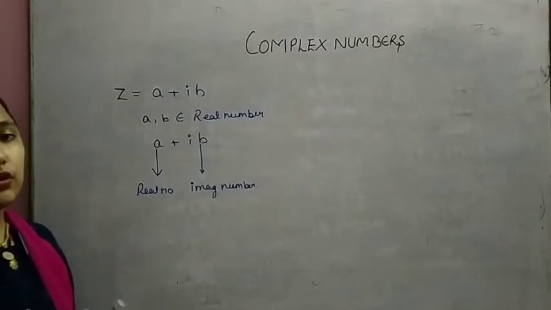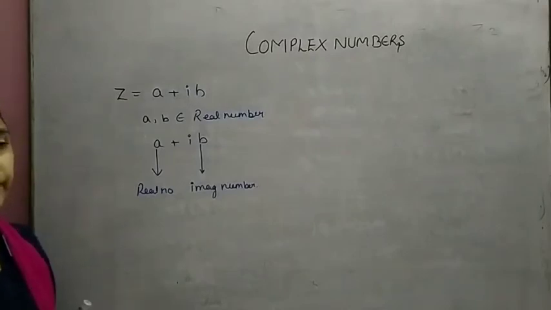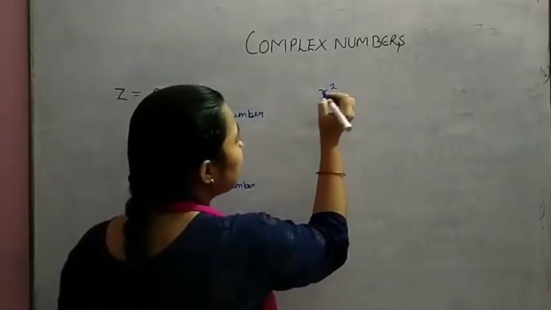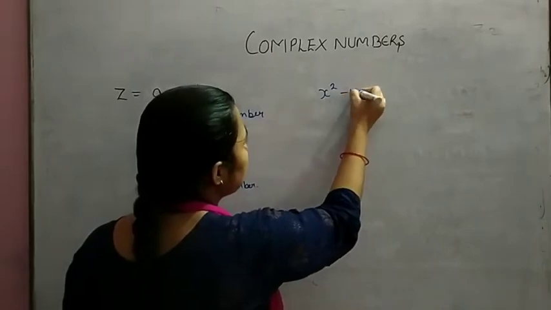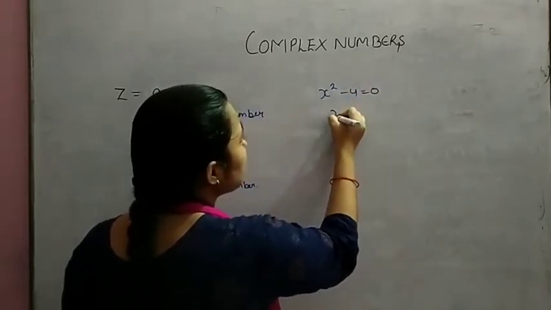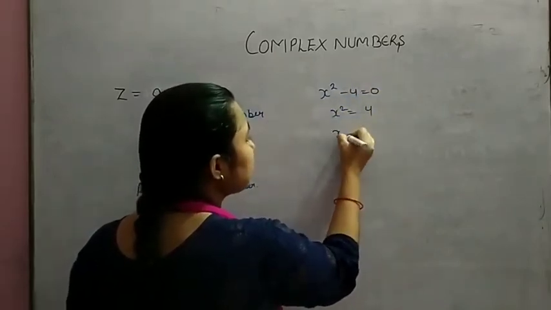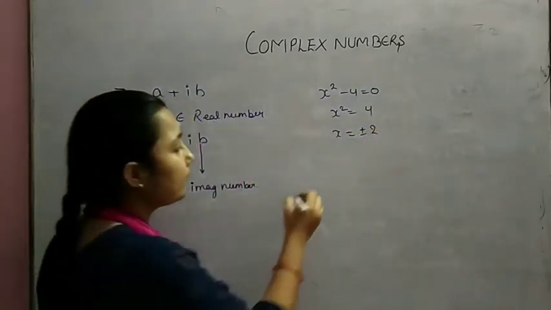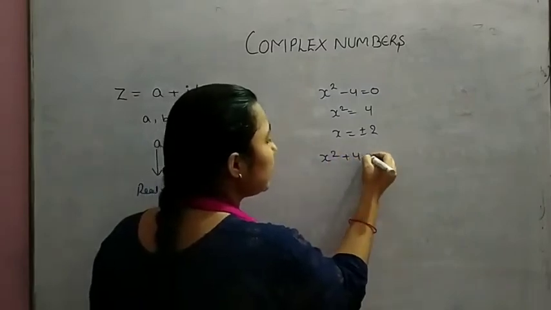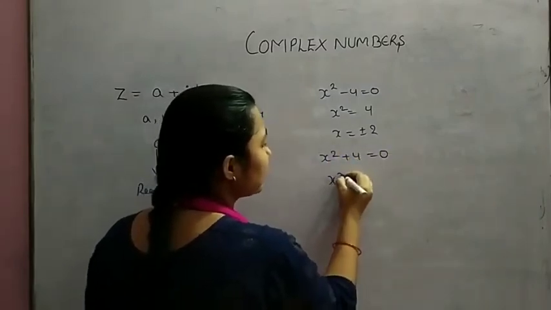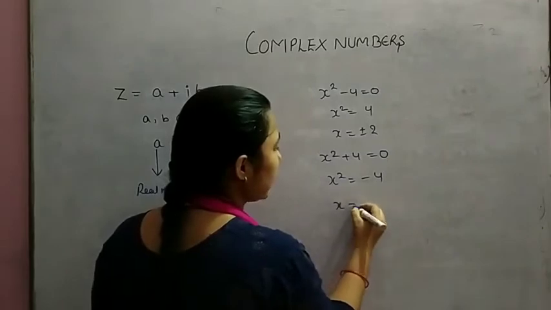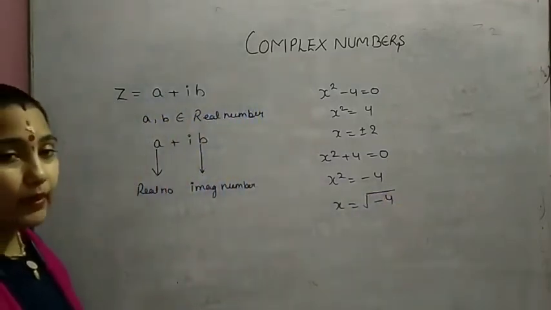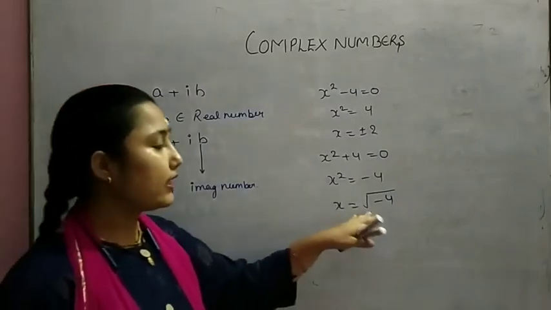What are the uses of the complex number? If we are solving an equation like x square minus 4 equals 0, we get x square equals 4, that means x equals plus minus 2. Correct? But if we have an equation like x square plus 4 equals 0, we get x square equals minus 4, that means x equals under root minus 4. That means we can't solve the negative under roots.